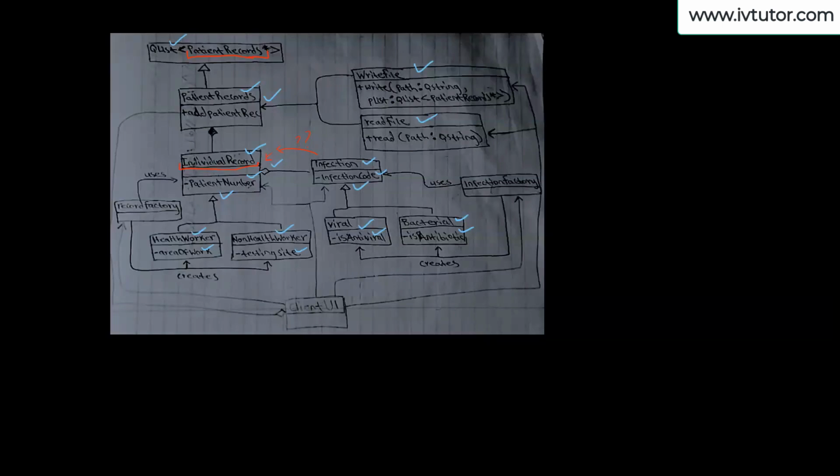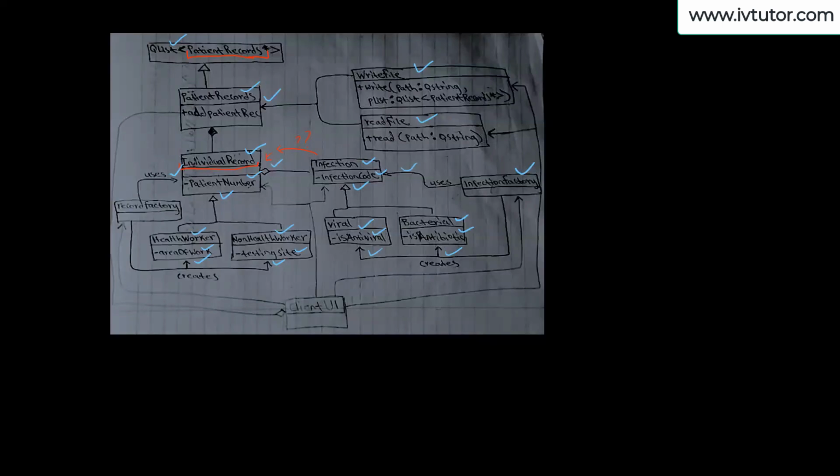Now, the next stage is then applying factory. So here you've got your record factory, you've got your uses relationship, which is rightly association, and you've got your creates relationship that go there. And you've got another factory, infection factory, that uses that and that creates these, and that's your factory. Perfect. So you applied your factory correctly. That's fine. That's factory.